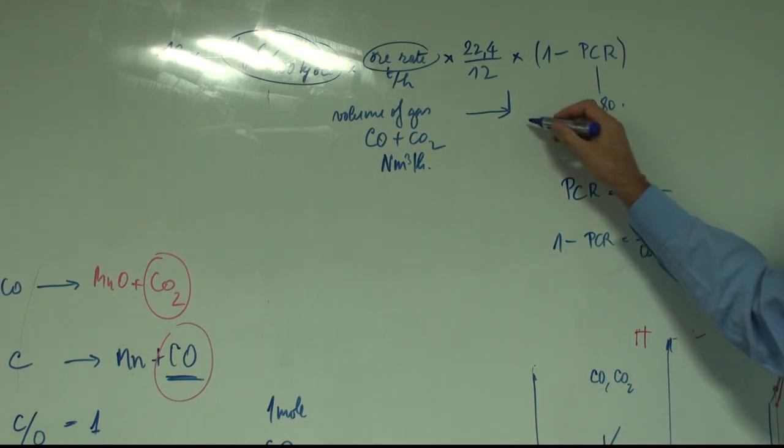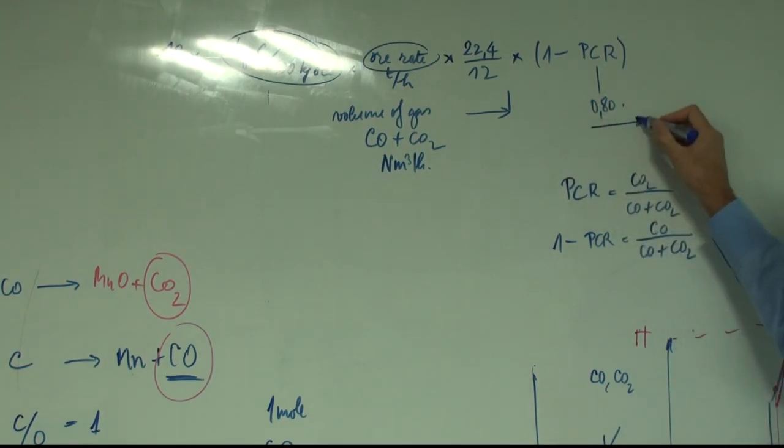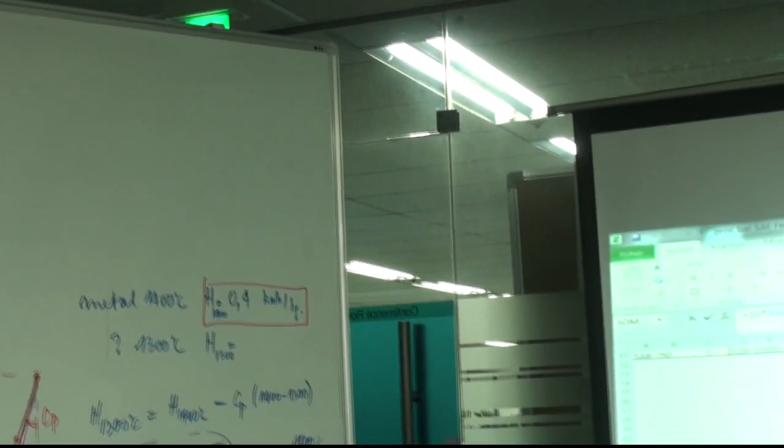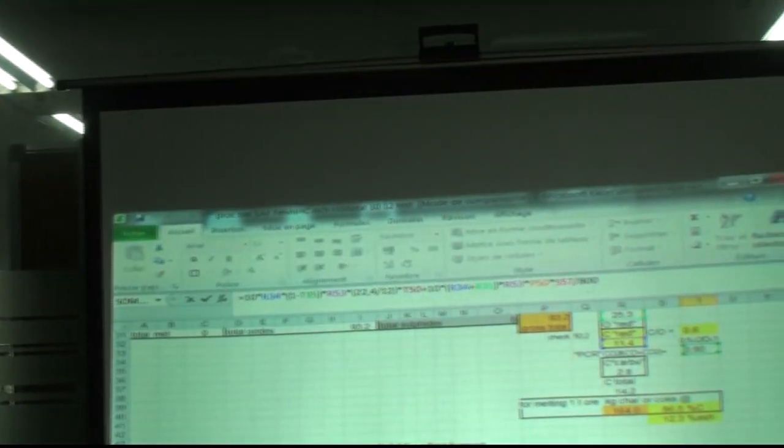And then here is the volume of CO. Okay? And then this volume of CO I multiply by T50, and this is the calorific value of CO gas is 3.5 kilowatt hour per cubic meter.